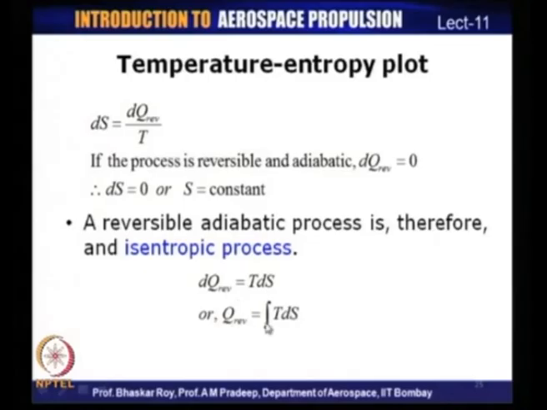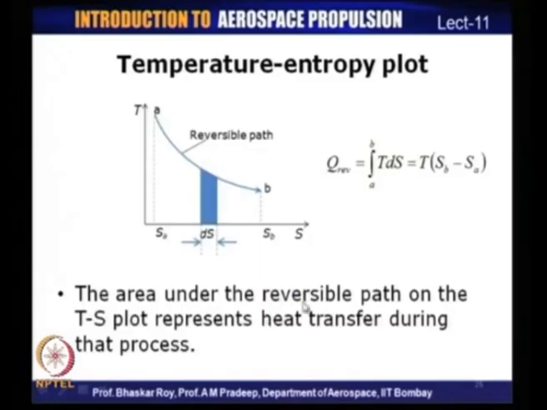Now, what is the significance of this is what we shall see in this slide, if we look at a plot of temperature versus entropy. So, on the y axis we have temperature, on the x axis we have entropy. Let us consider a reversible path between states A and B. So, q reversible is the integral from A to B of T dS, or if it is an isothermal process, we have T times S_B minus S_A, which means that the area under the curve in a T-s plot or a T-s diagram represents the heat transfer during this process.